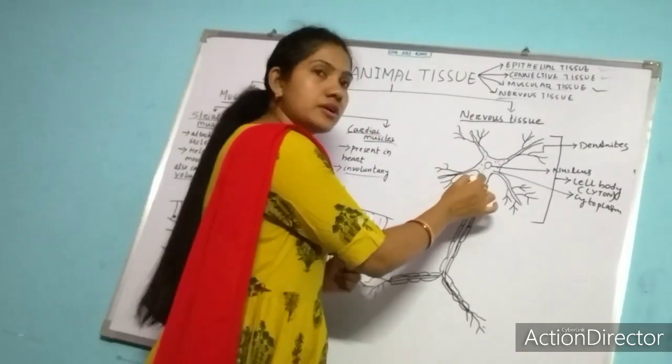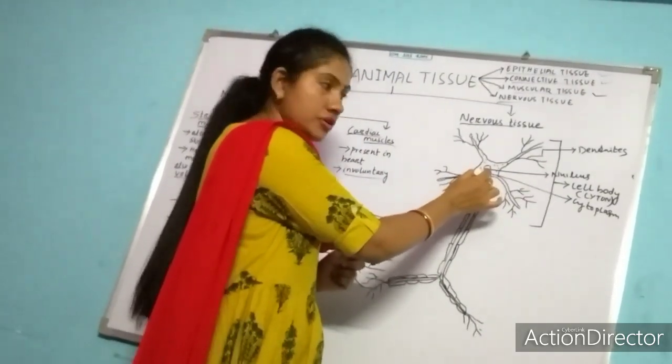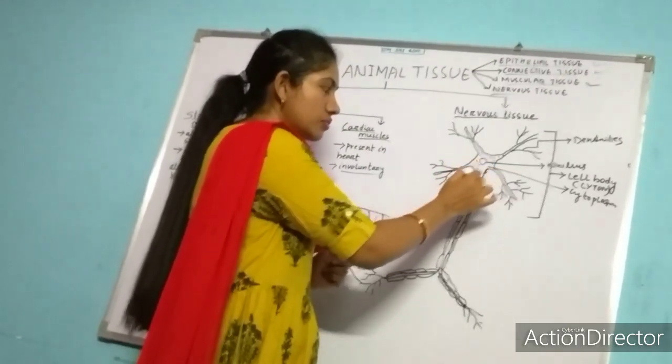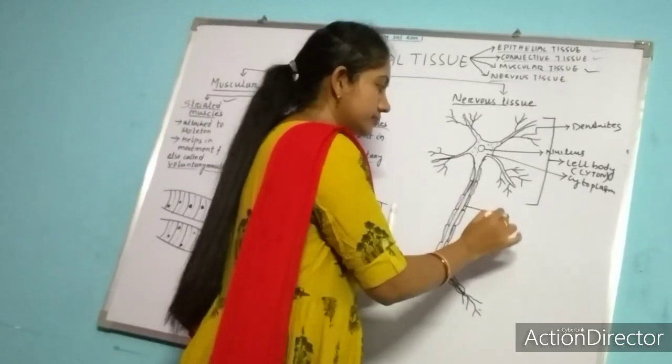One of the dendrons from the cell body extends downward. You can see it extends downward. It is called the axon.